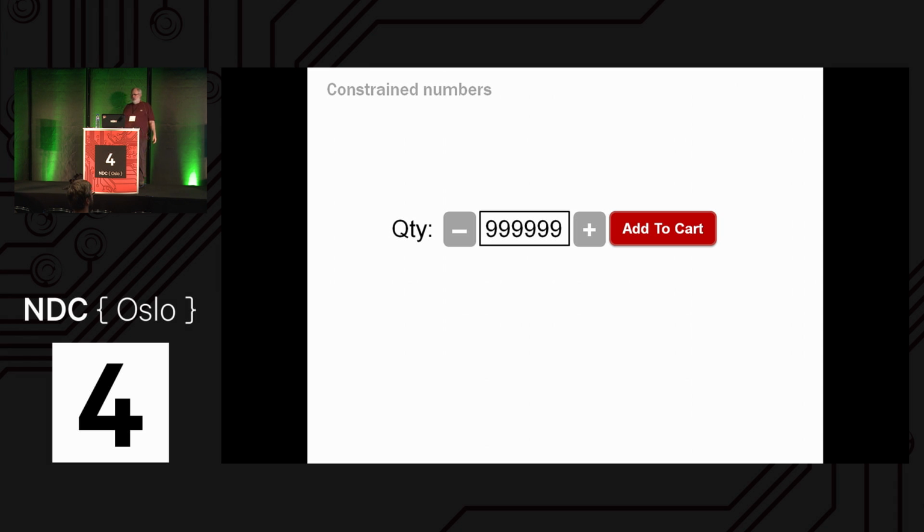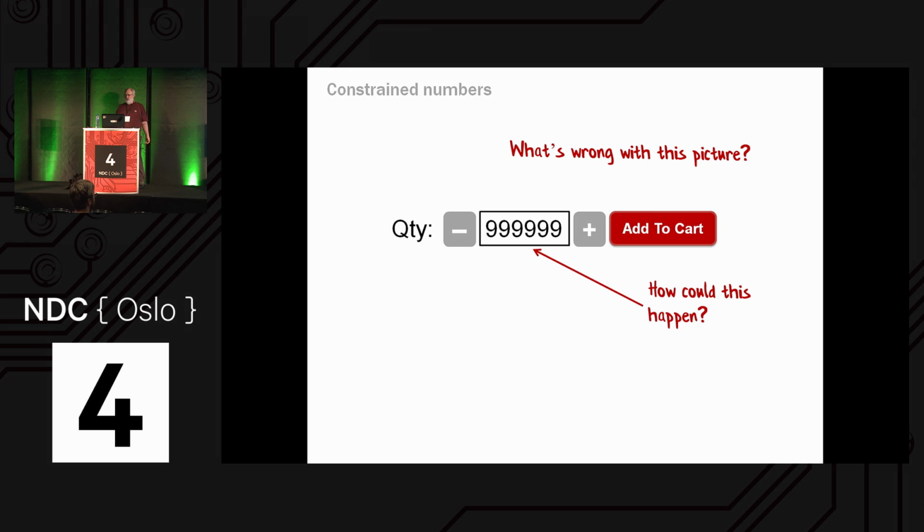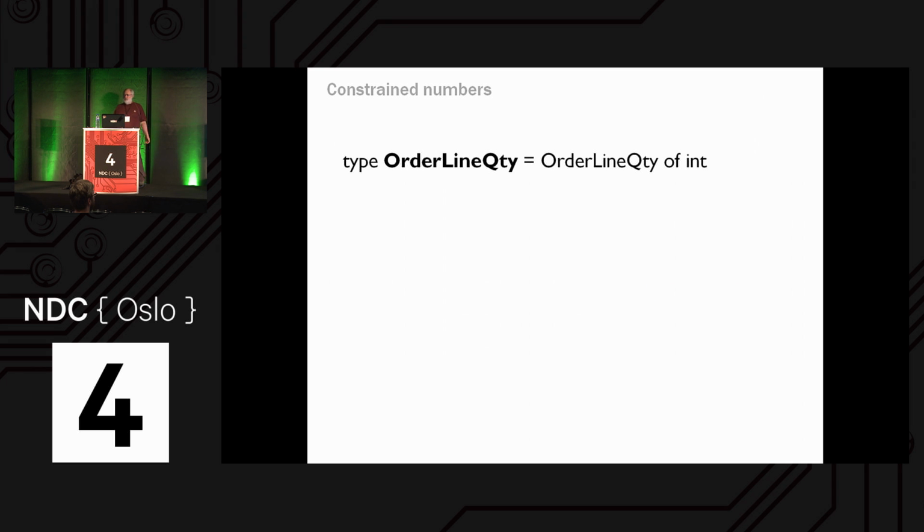Here's another good one. This is a website, and you can order 999,999 things. That's a problem. That's probably a bug. Why is it a bug? Because the person writing the website probably used an int as their quantity, right? So that's not right. How can we stop people using an int? Well, we say, okay, we're not going to use an int. We're going to use a special type called an order line quantity. It's different from an int. It's a domain-specific type. It's just for this particular domain.